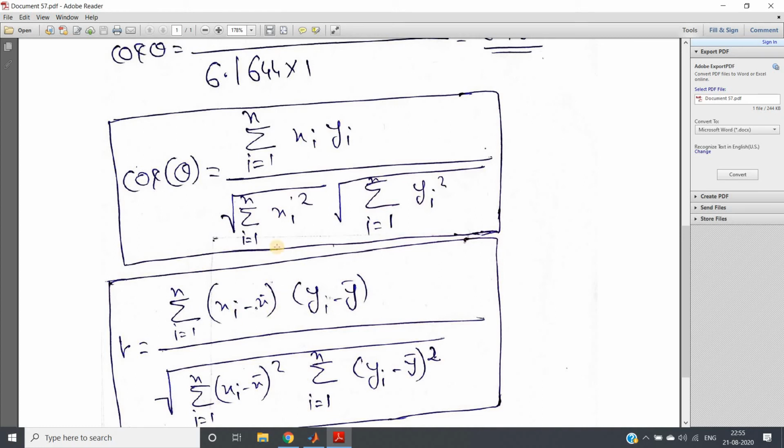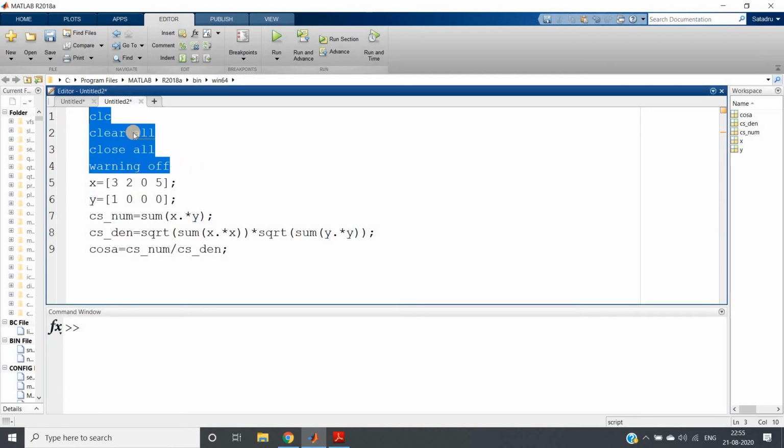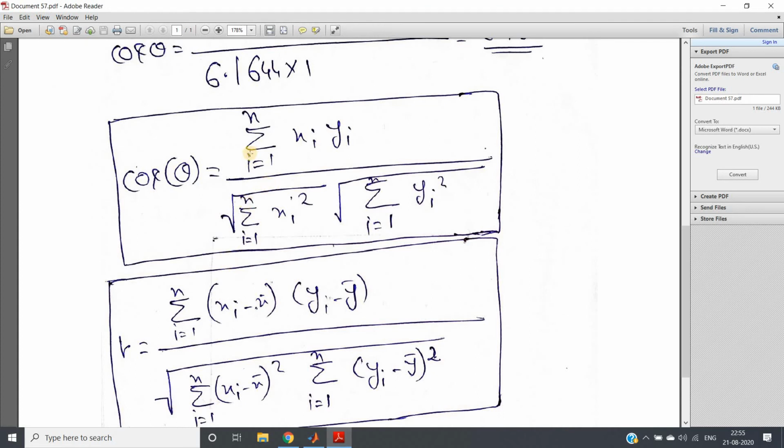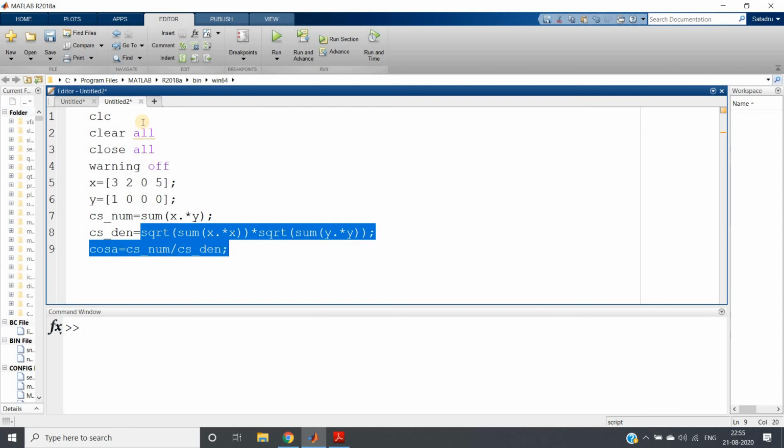Now this intuition we are going to visualize in MATLAB using programming. So here let me first clear the command window: clc, clear all, close all, warning off, as we generally write. Then I have taken these two vectors x and y, then calculating the cosine similarity. Simple formula. The numerator part, see, summation over i equal to 1 to n of xi yi. That is nothing but x dot star y and then the sum function for summation. For the denominator, square root of the summation of x square multiplied by square root of the summation of y square. That is nothing but mod of x multiplied by mod of y, and then numerator by denominator, as simple as that.